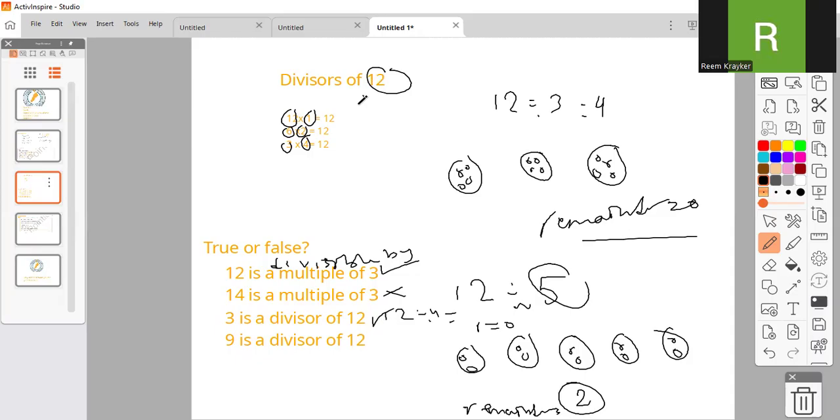Here, when we were saying the numbers that give me 12, did we find 9? Is there 9 here? There is no 9. So, of course, 9 is not a divisor of 12.